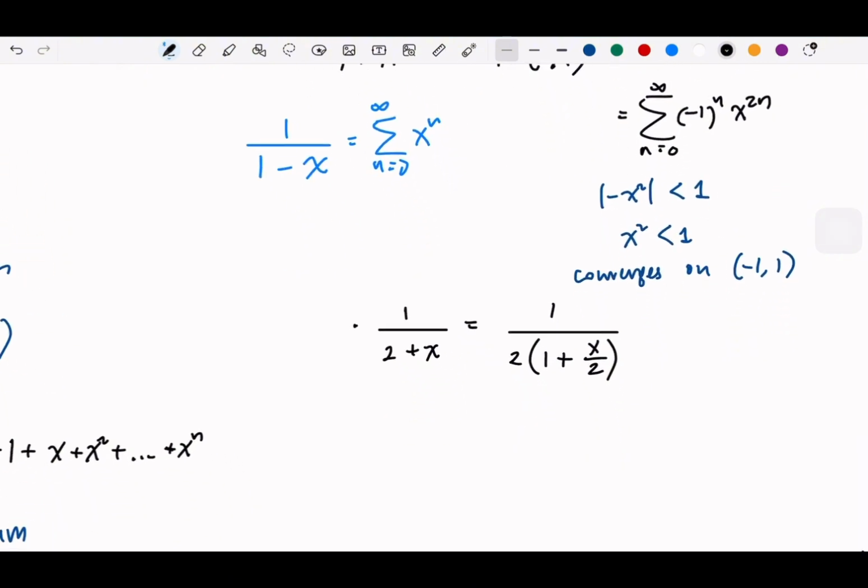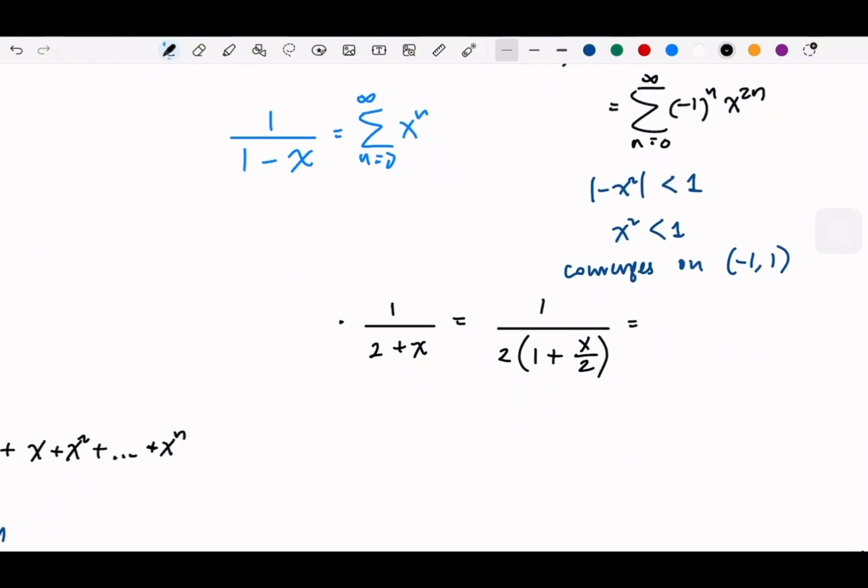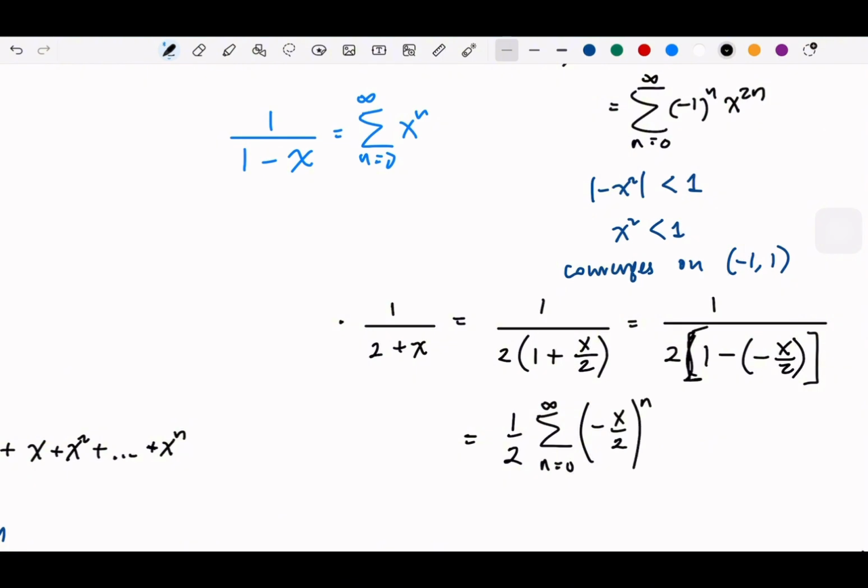x over 2. Okay. And then 2, 1 minus x over 2. And then this will be half, okay? And this will be the x to the power of n, and we can exchange with negative x over 2. Basically, we change all the functions into 1 over 1 minus x.